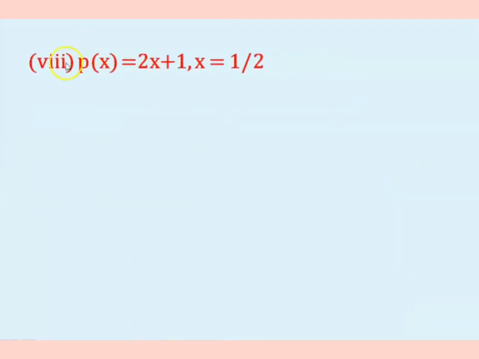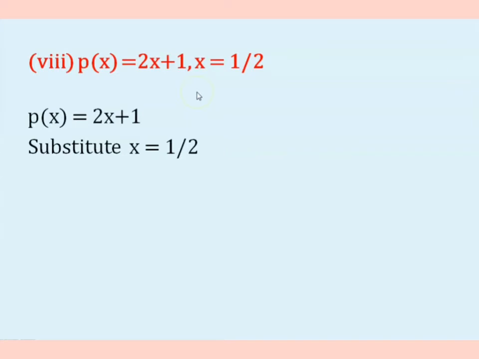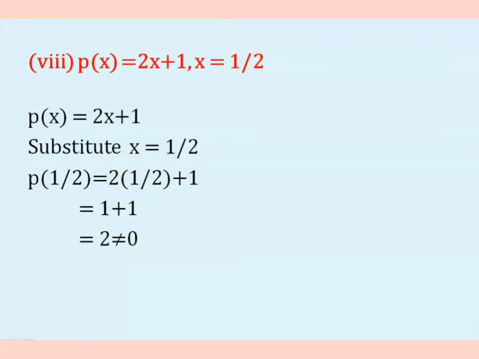And the eighth subdivision is P of x equals 2x plus 1, x is equal to 1 by 2. Now substitute x is equal to 1 by 2 in the place of x. P of 1 by 2 equals 2 into 1 by 2 plus 1. 2 and 2 will be cancelled out. We get 1 plus 1, which is equal to 2, which is not equal to 0. Therefore, 1 by 2 is not a 0 of P of x.